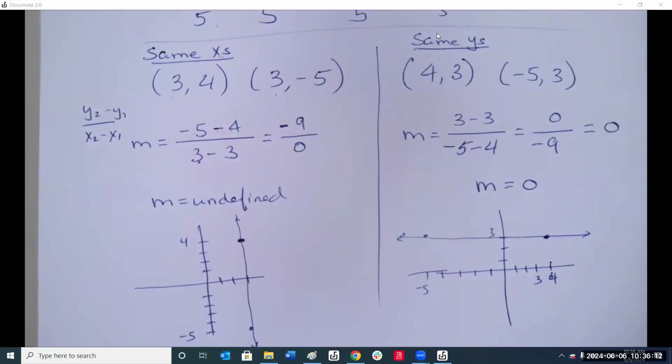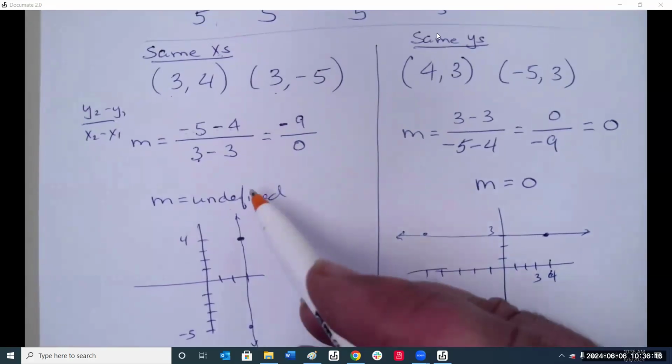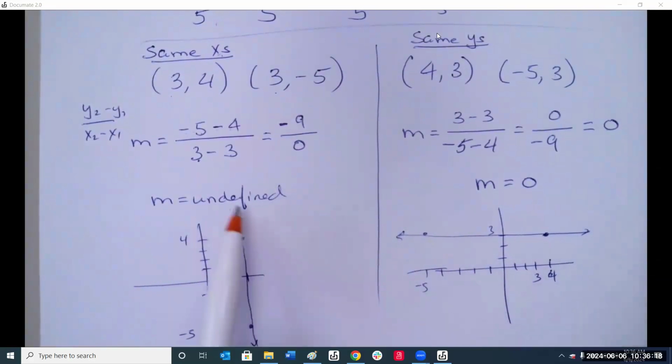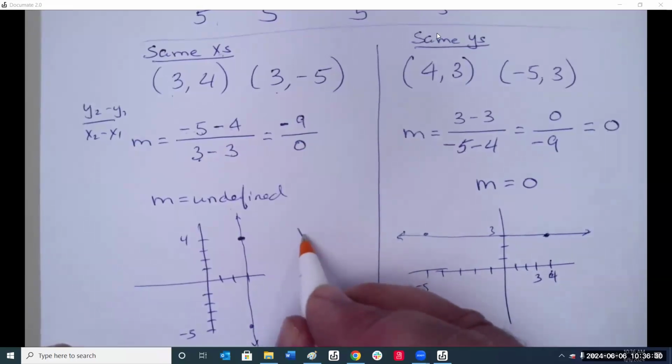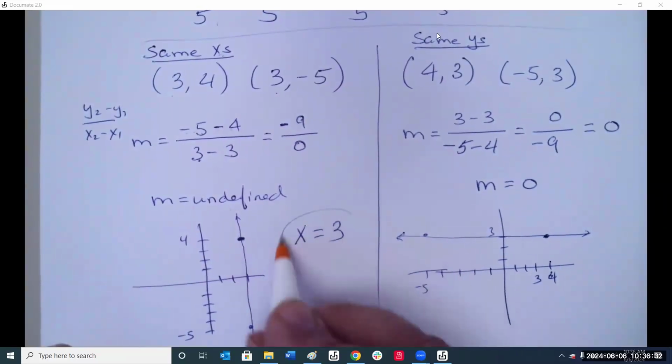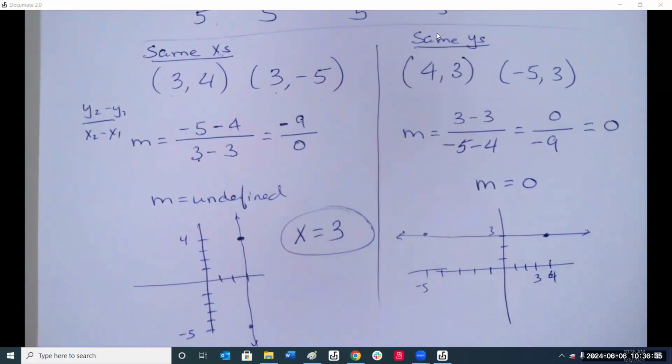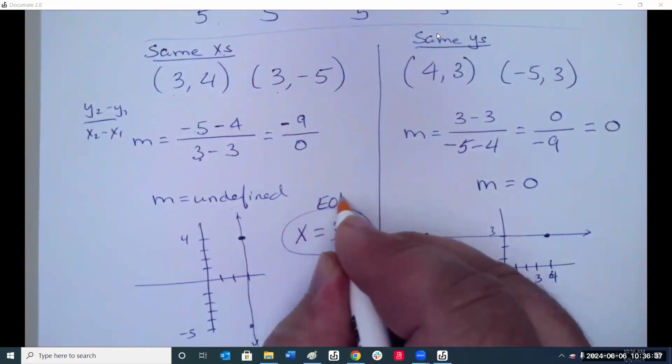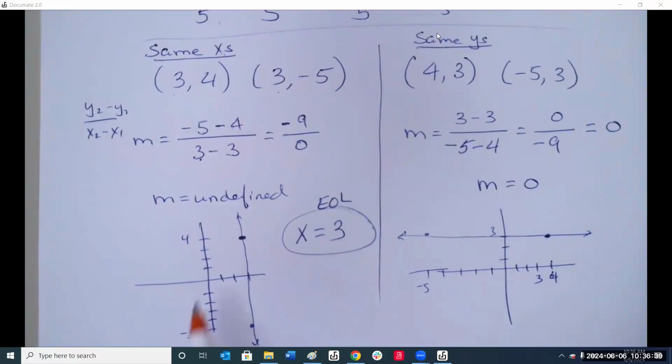So that's the first part. We also have another thing we go with this. Because it's a vertical line, no matter what y values you give me, x is always going to be what? In this example, x is always going to be 3. So this equation of the line is x equals 3. Because if all the x's are the same, it doesn't matter what the y is, the equation is just x equals 3.